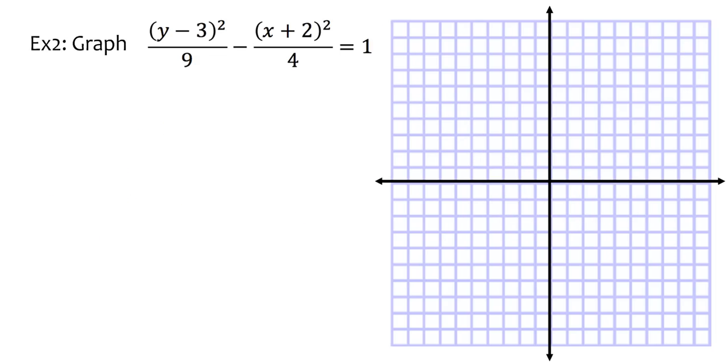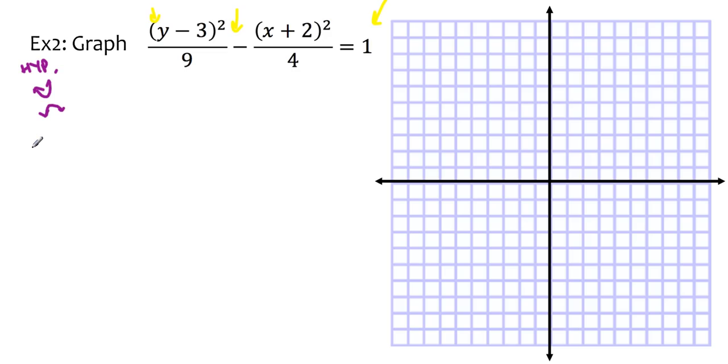All right, let's look at another example. We're asked to graph this equation. Again, note the 1 on the right side. Note the subtraction between. So it's going to be a hyperbola. Also note that the y is first, so this tells us that we're going to have a hyperbola that opens up and down.